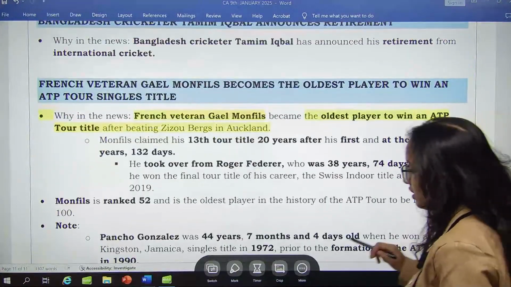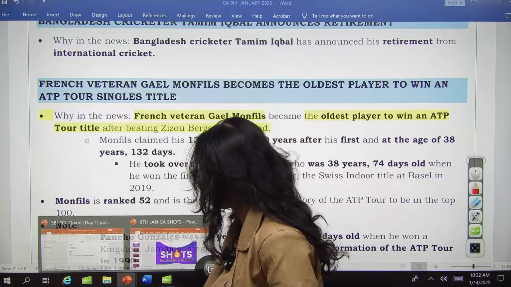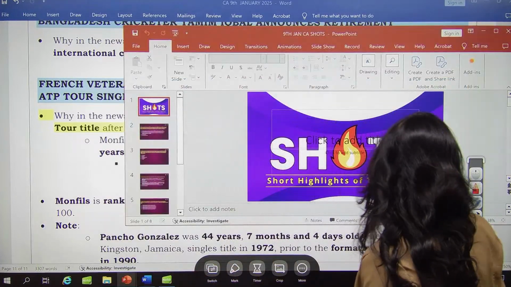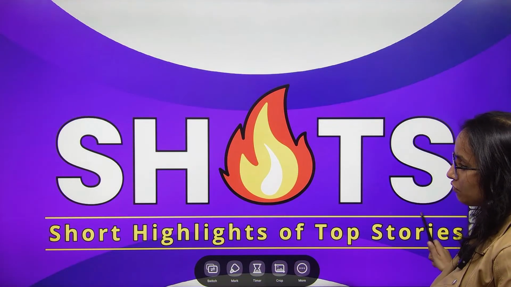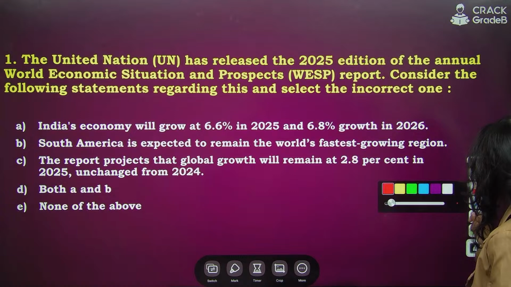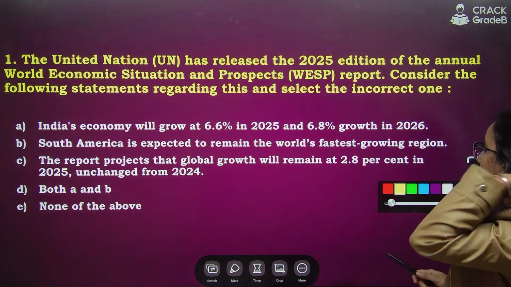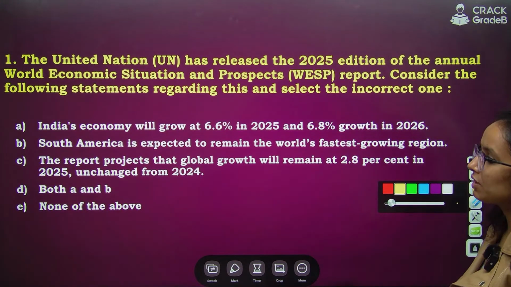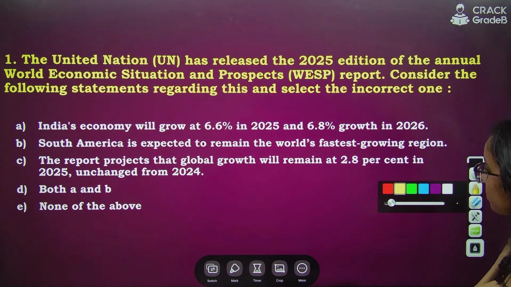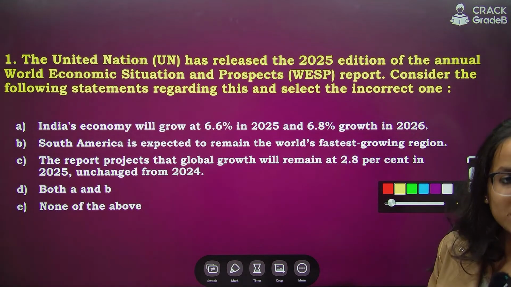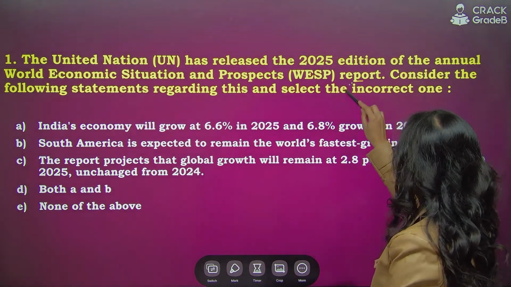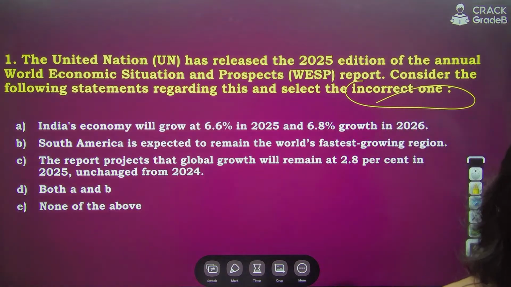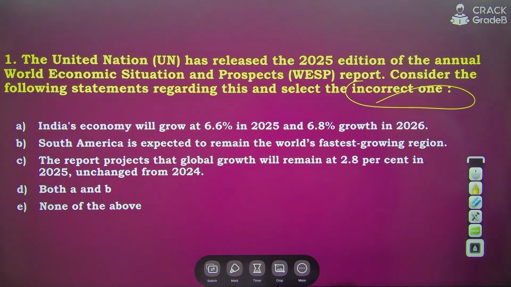Now it's time for the questions, the top 5 questions which we have. Let's see. And I'm expecting quick answers from all of you. Question number 1. UN has released the 2025 edition of the Annual World Economic Situation and Prospects Report. According to that report, certain statements are there. Read the following statements and tell me the incorrect one.